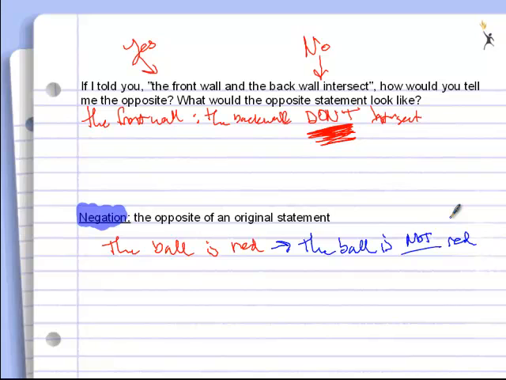And I want you to think about this. If you told me the ball is blue, would that be the negation of this sentence? Or would that just be a totally different sentence all in of itself? Yeah, that would be a totally different sentence all in of itself. When you have a statement like the ball is red, and you're told to write the negation of it or to negate it, then you have to write the same sentence, but make it not whatever it originally was. Let's try another example.